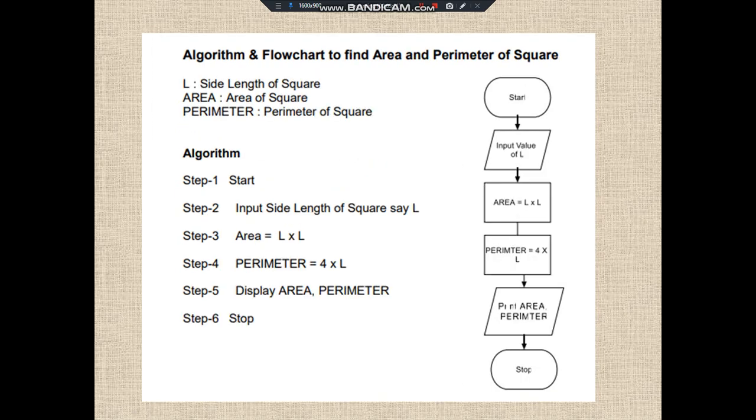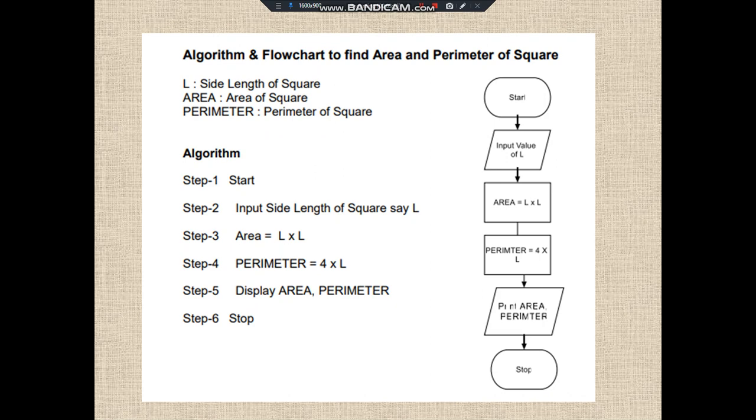We'll see another example here: to find the area and the perimeter of a square. The algorithm is: start. After that we are taking the length of the square from the user side. Then we are going to find the area by using length squared, the perimeter as 4 into the length, and then we are going to display the area and the perimeter of that square, and then stop. This is the algorithm for this problem statement. After that we are going to convert this algorithm into the flowchart.